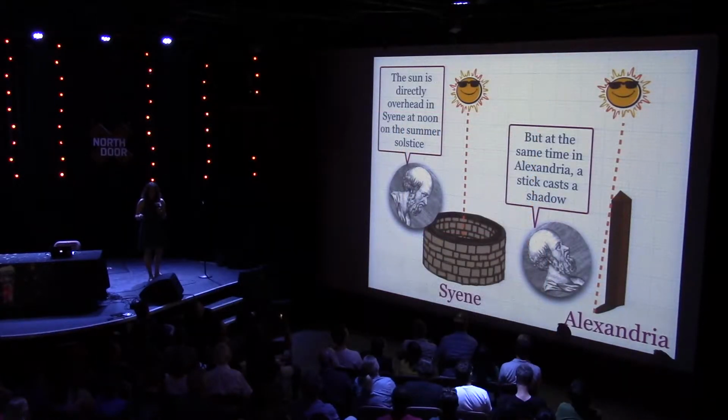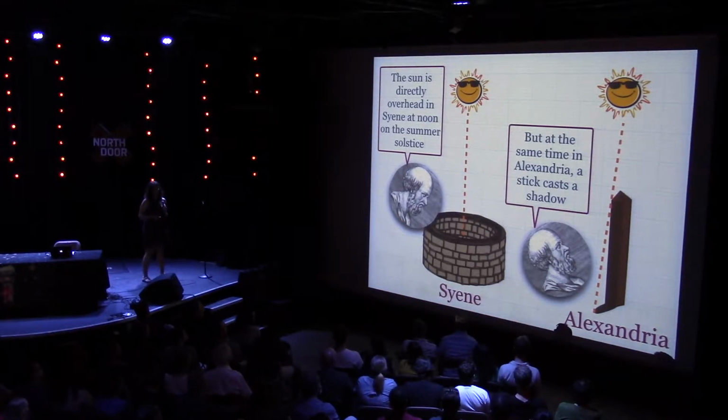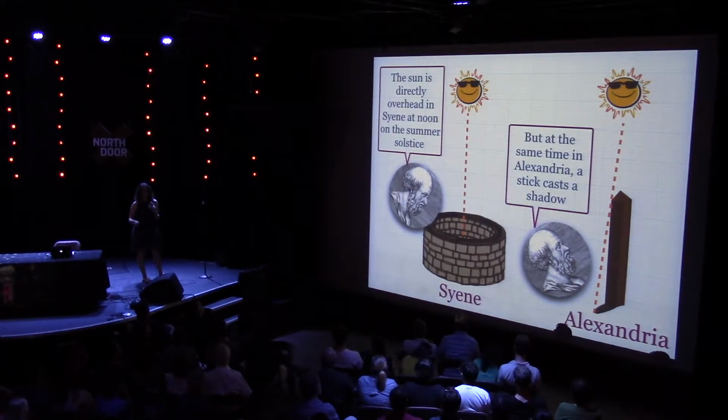And he thought, well, that's kind of funny, because on that same day and that same time in Alexandria, which is just to the north, a stick cast a shadow. Well, that's kind of strange. So he thought, well, I know that the Earth is round, so sorry to any flat earthers out there, but he knows that the Earth is round.